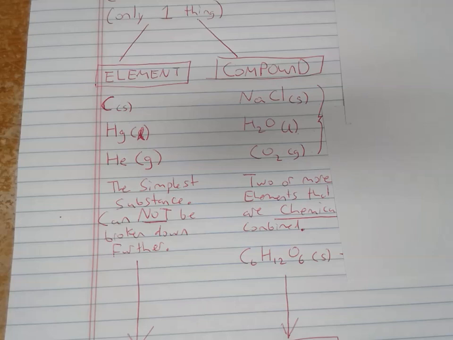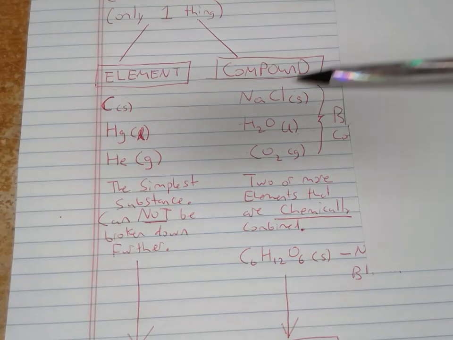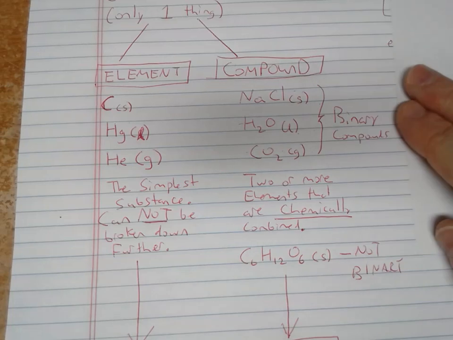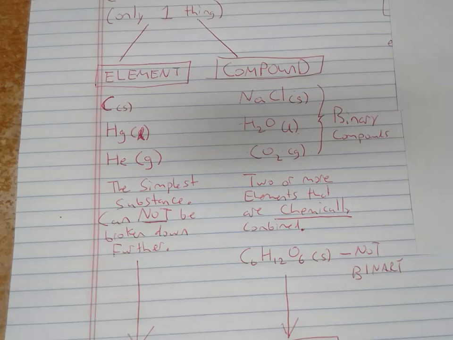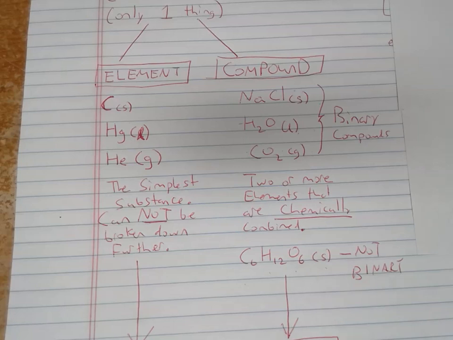So how is a compound different from an element? It is two or more elements that are chemically combined. As you can see, all the elements that are here, Na and Cl, H and O, C and O. These are called binary compounds. Now, why are they called binary? Binary means two different elements, and these compounds contain two different elements. I just want to list a different type. Here is C6H12O6, solid at room temperature. It's not a binary compound because it contains 3 elements. So it's simply a compound but not binary.